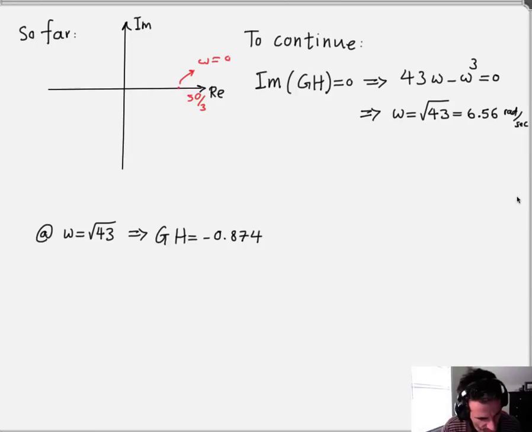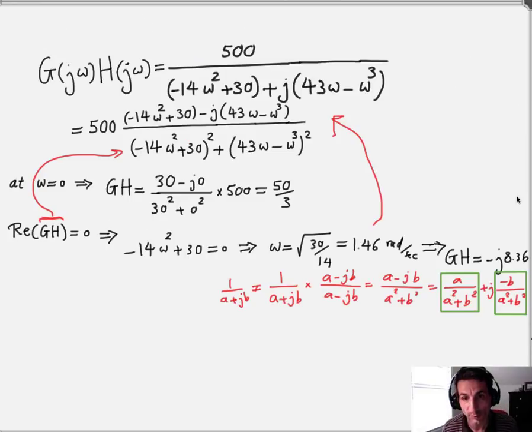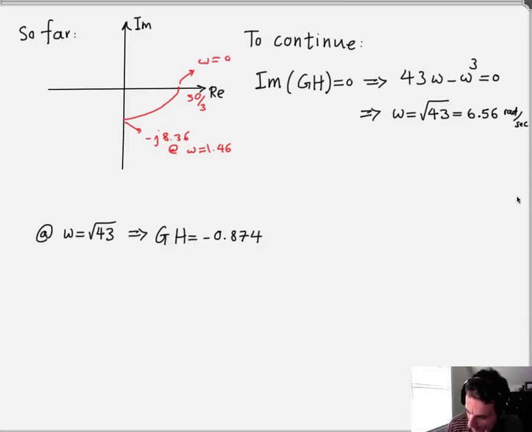So you start from this point and you move to negative j8.36, and this actually happens at what frequency? At a frequency of 1.46. Yes. And of course this would be the direction. So now we have so far been able to identify that we start from here and we actually hit the imaginary axis at this point.